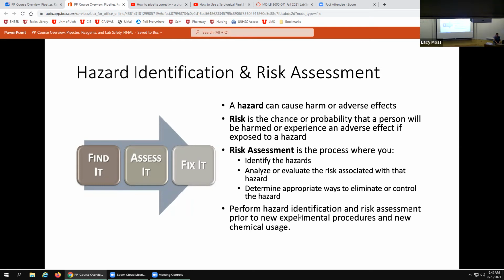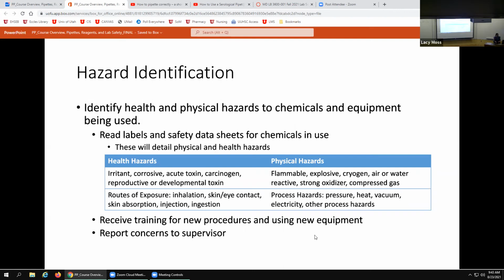How do I fix it? I am very good at this because I'm a very paranoid person, so I should work in environmental health and safety. All right, identify health and physical hazards of the chemicals and equipment being used. So you want to read the labels and safety data sheets. These will tell you the physical and health hazards.